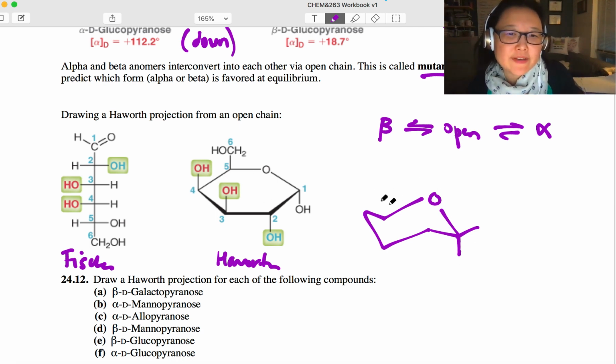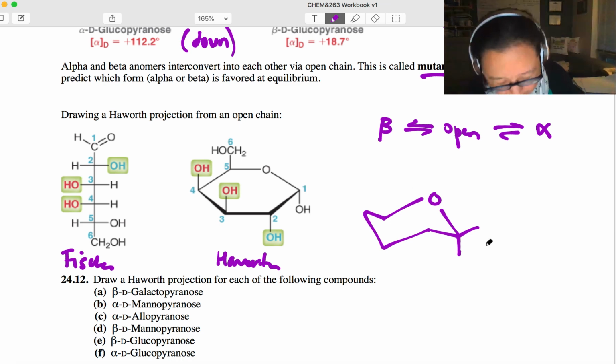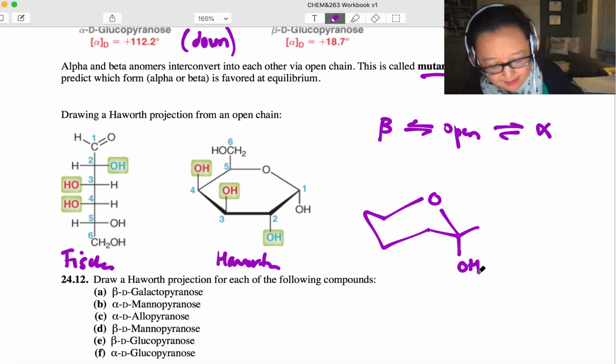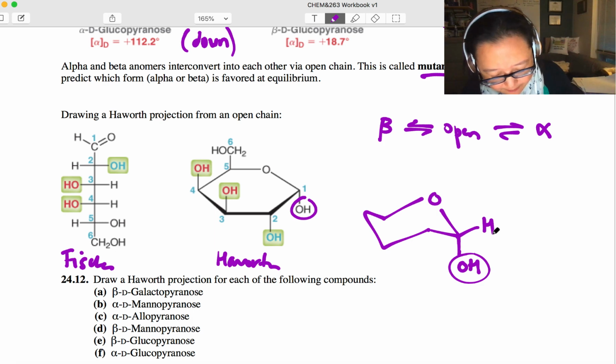So you could definitely also depict it as a chair. And so if I was doing that, I would say, here's the oxygen. And then at carbon 1, I have an OH group down. So I might do this as this OH here. And then that means I have an H equatorial up. I have an OH down, and I have an OH up.